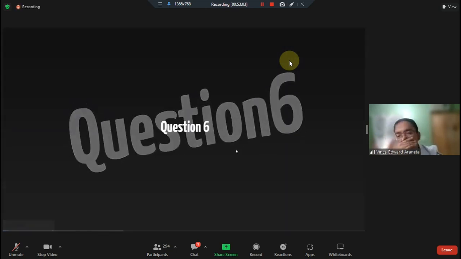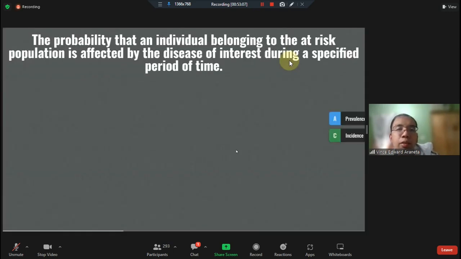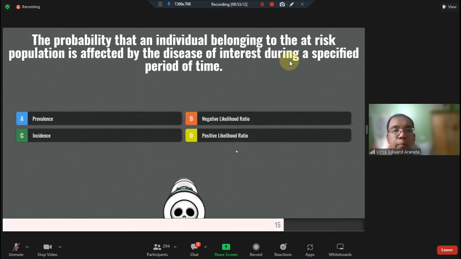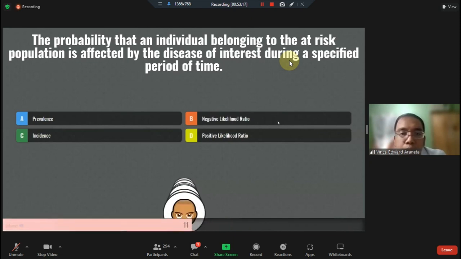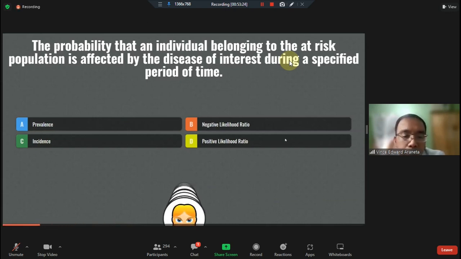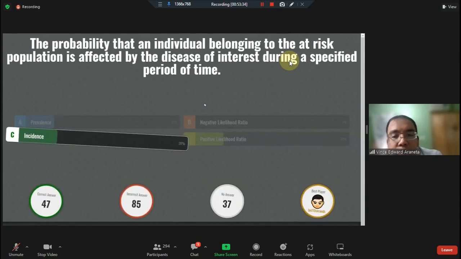Question 6. The probability that an individual belonging to the at-risk population is affected by the disease of interest during a specified period of time. Answer is incidence.